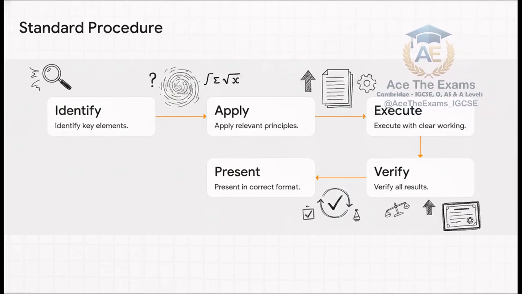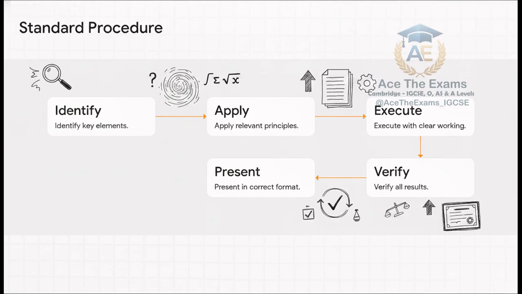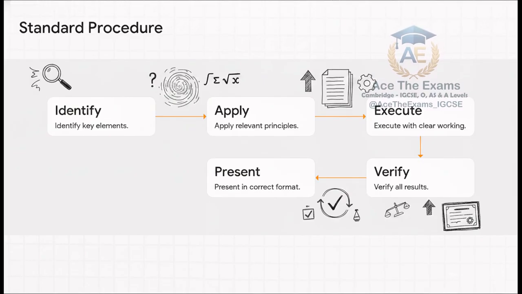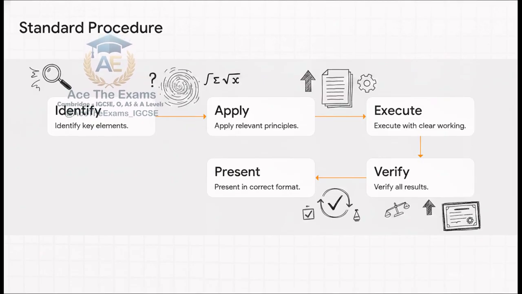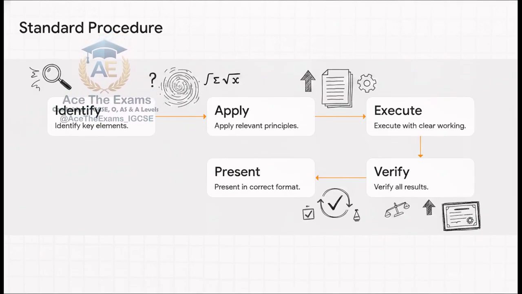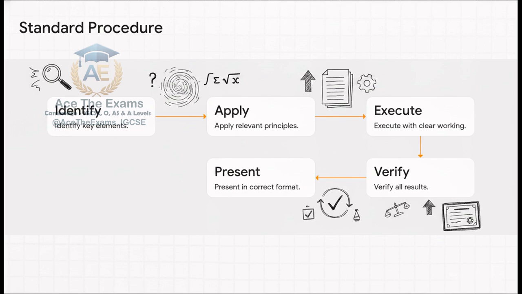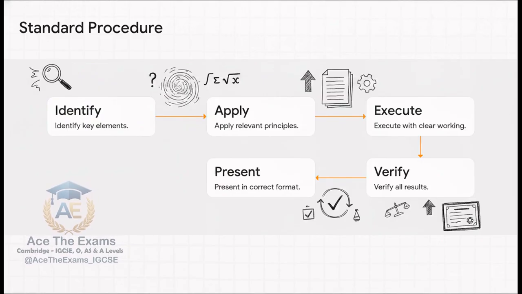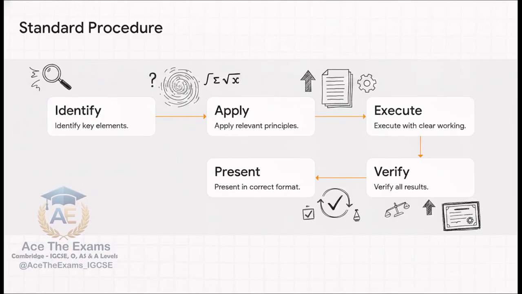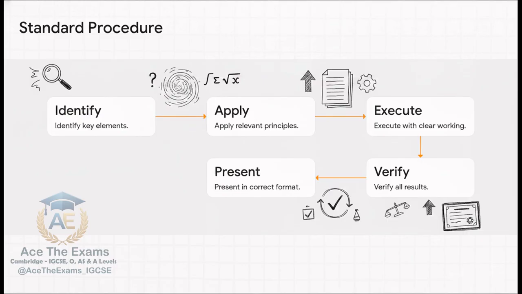Step 1. Identify key elements. What is the given data? What are the constraints? If the question says without repetition, that is a massive constraint you must flag immediately. Step 2. Apply relevant principles. Which mathematical formulas actually apply to this specific data set? Step 3. Execute with clear working. This is where you actually perform the calculation, line by logical line, maintaining a downward flow on the page.